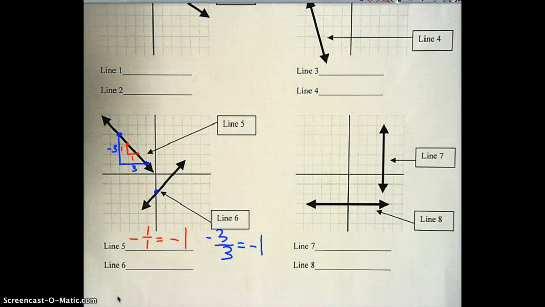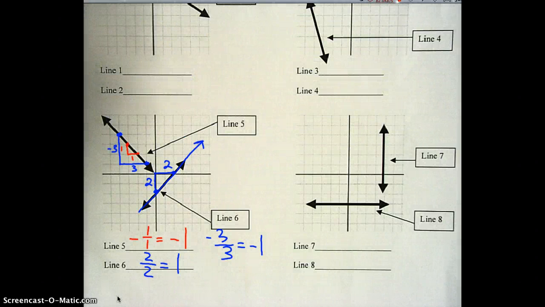Let's try this next one. Let's pick this point and this point. Looks like it has a rise of 2 and a run of 2. 2, 2. So my slope is 2 over 2, which equals 1. This is a positive 1 slope because, once again, we look whether or not the line's going up or down. So it's always important to think up or down.